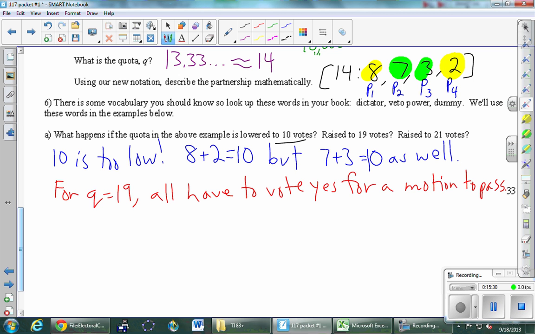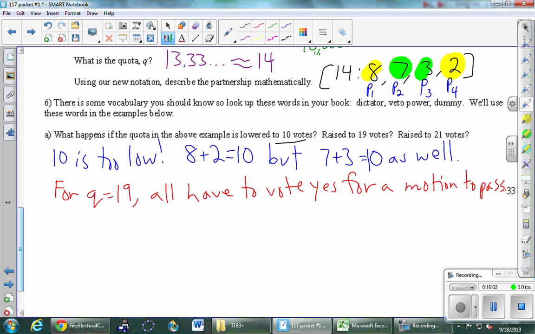What does that mean about P4? It looks like they don't have much say. They have only 2 votes. Just as much say with 20 grand as the person with 80 grand gets. You guys buy that? If we set that quota at 19, then we are requiring a unanimous vote. Everybody has to say yes in order for anything to happen, which means that player 4, even though it looks like they have hardly any power, if they say no, it's a no. And in fact, they have exactly the same amount of power as everybody else.